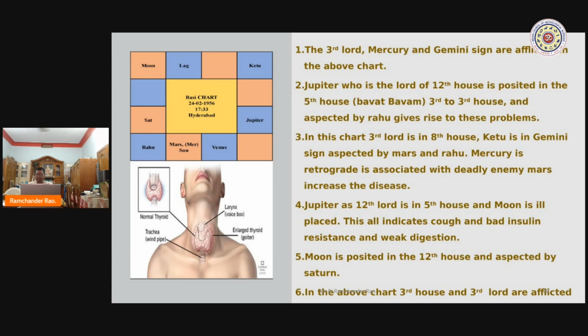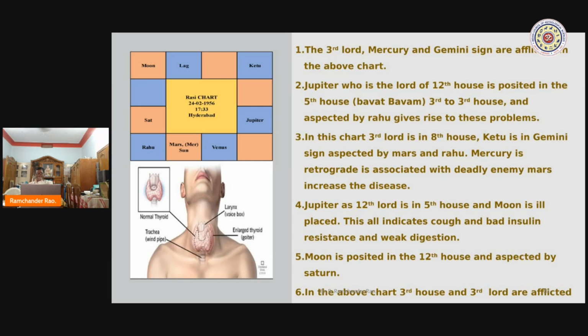Rahu is aspecting Jupiter. Jupiter means expansion. What type of expansion? Is it going to give thyroid expansion? Yes, it is going to give a thyroid problem, right? It gives rise to this problem. The third lord is in the eighth house. Ketu is in Gemini, and the Gemini sign is aspected by Mars and Rahu. Mars is aspecting that and Rahu is also aspecting that.